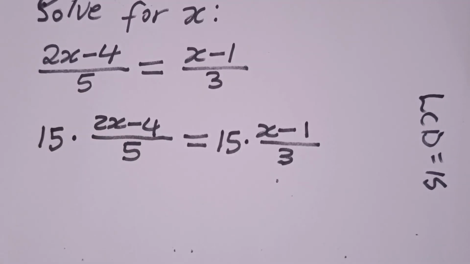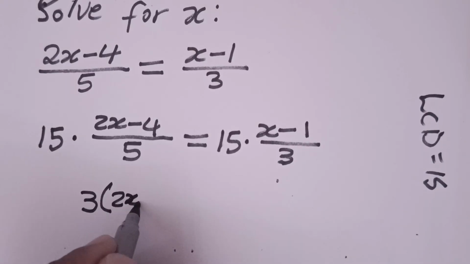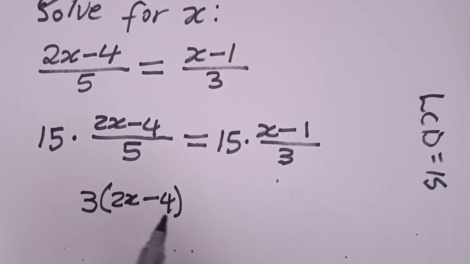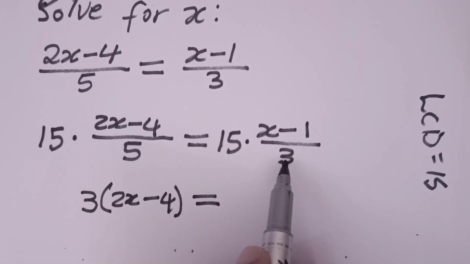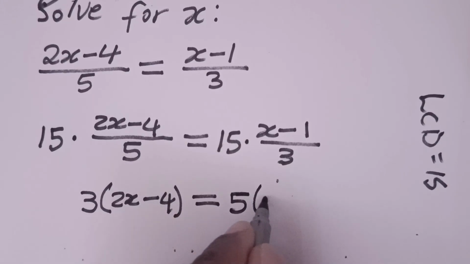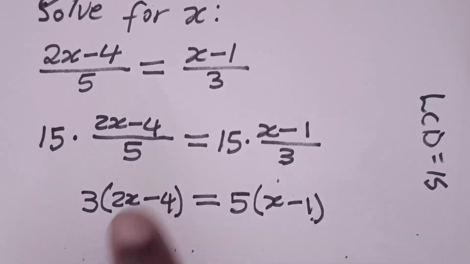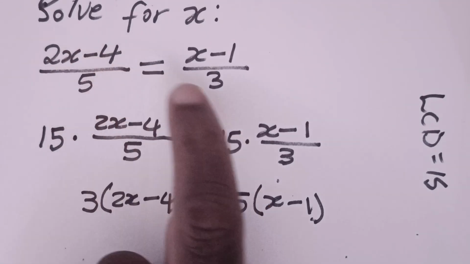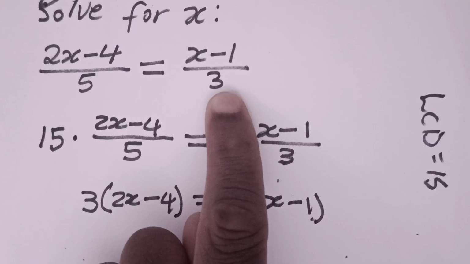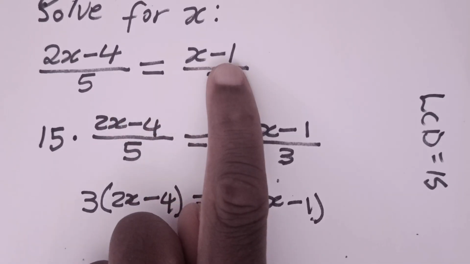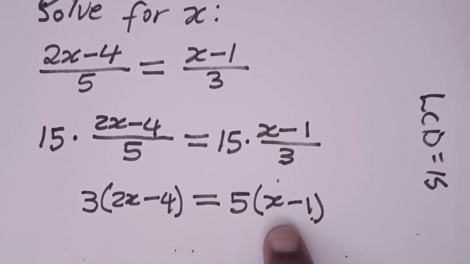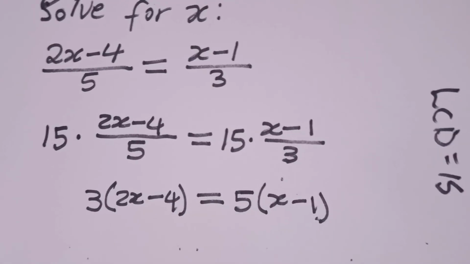5 into 15, how many times does it go? It goes 3 times. 3 into 2x minus 4 is equal to 15 divided by 3, how many times is that? It's 5 times. 5 into x minus 1. Otherwise you can see that the 2x minus 4 is multiplied by this denominator is equal to the x minus 1 multiplied by this denominator. Just look at this. You can see that actually that is that.